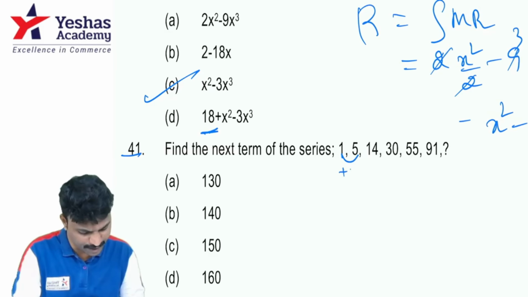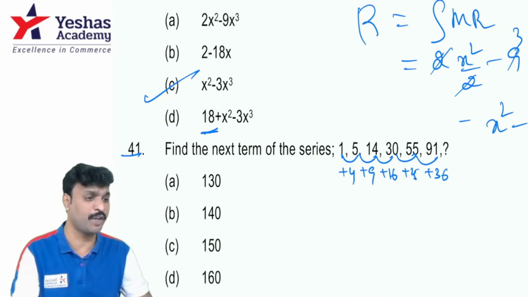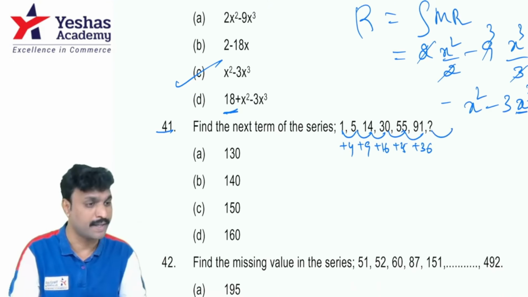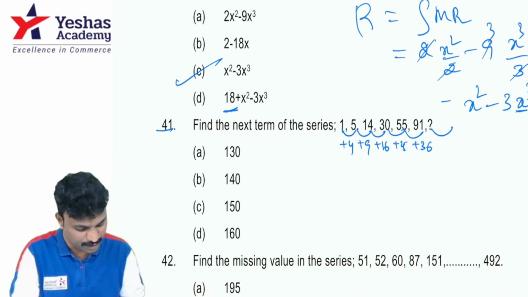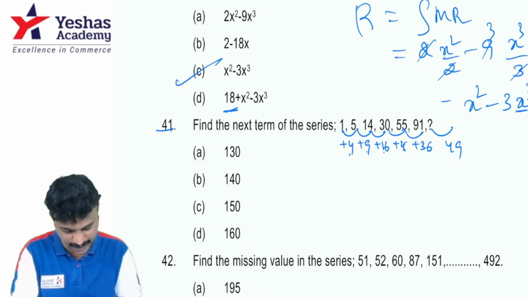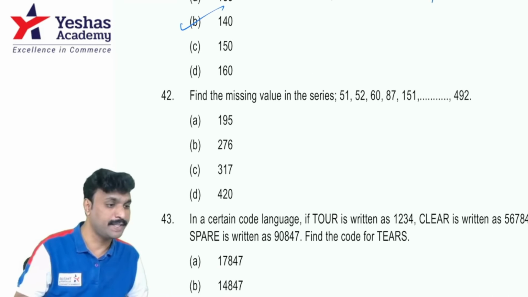1 plus what is 5? 1 plus 4. 5 plus what is 14? 9. 14 plus what is 30? 16. 30 plus what is 55? 25. And this is 36. Guys, you can see clearly every difference is a square, right? The successive squares. 2 square, 3 square, 4 square, 5 square, 6 square, then 7 square. What is 7 square? 49. So 91 plus 49, that fetches you how much? 140. So option B is the right answer. Have you all understood? 42nd question.